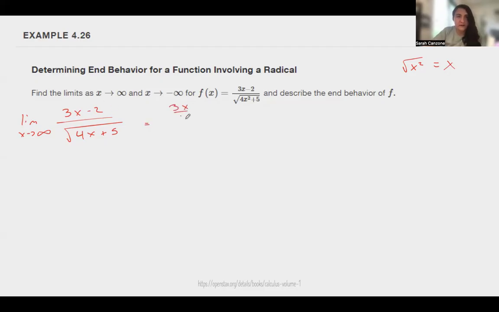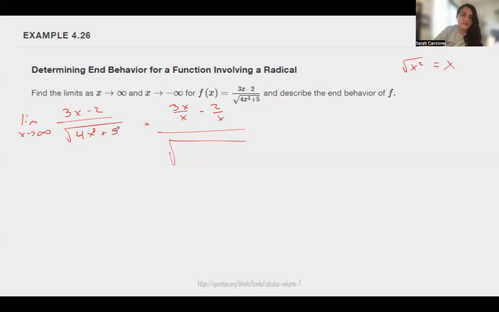So 3x over x minus 2 over x, nothing different there. But your denominator things do change, because why would you divide x with a square root? You wouldn't. So you want to consider the fact that we're still, oh, I forgot a square there, didn't I? That you still have a square root.